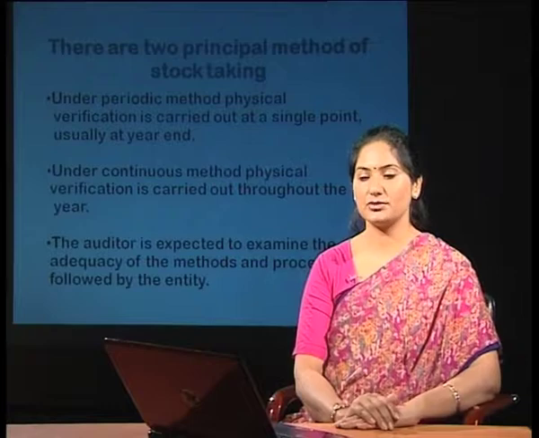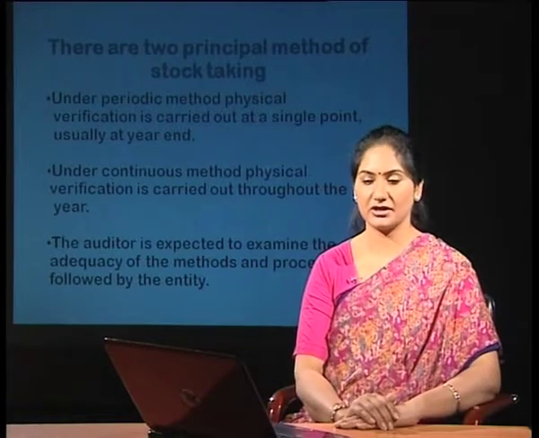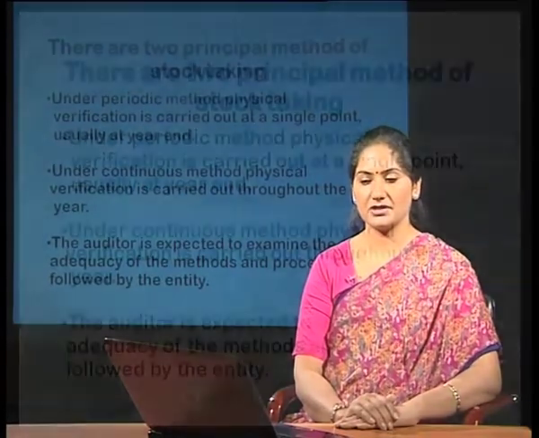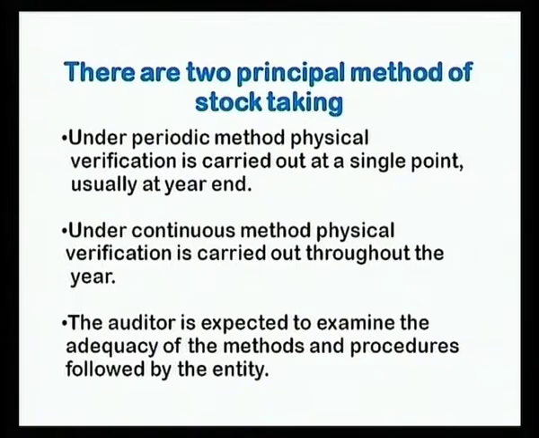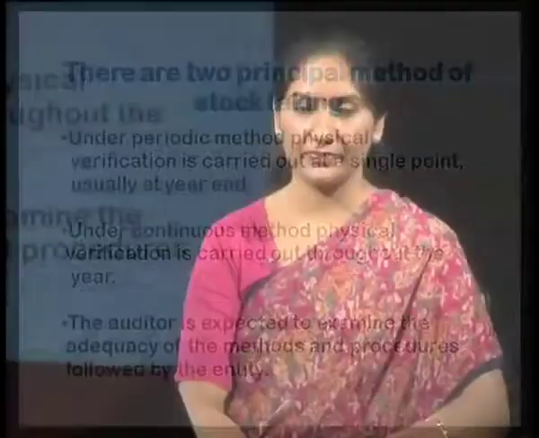Now, there are two principal methods of stock taking. Under the periodic method, physical verification is carried out at a single point, usually at the year end, and under the continuous method, physical verification is carried out throughout the year. The auditor is expected to examine the adequacy of the methods and procedures followed by the entity.